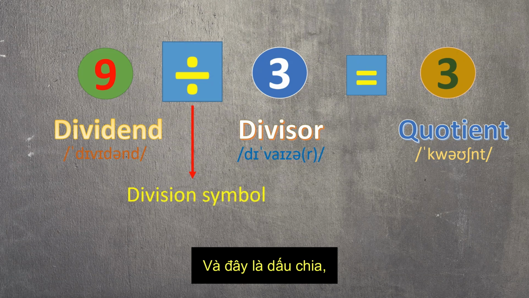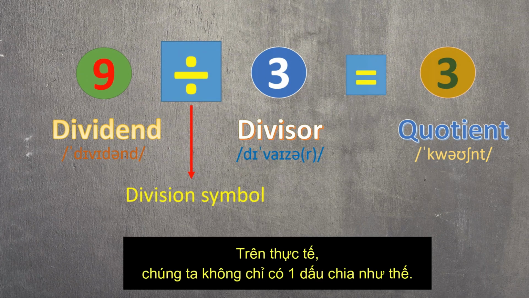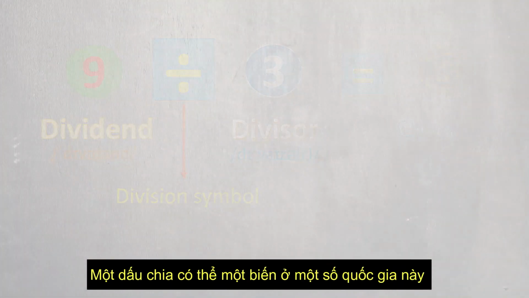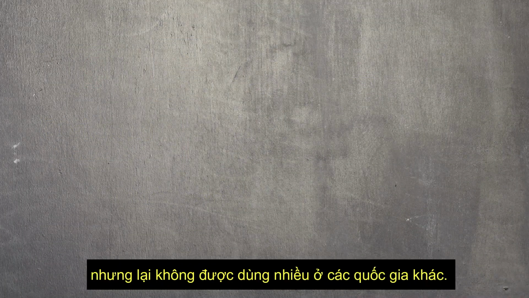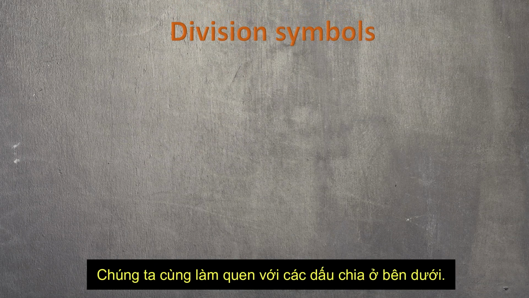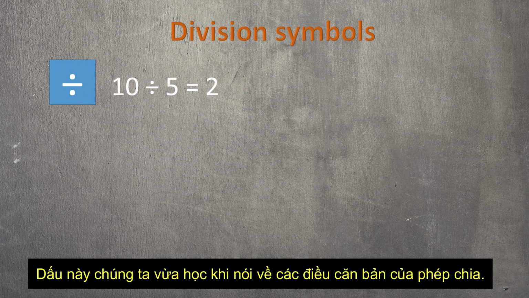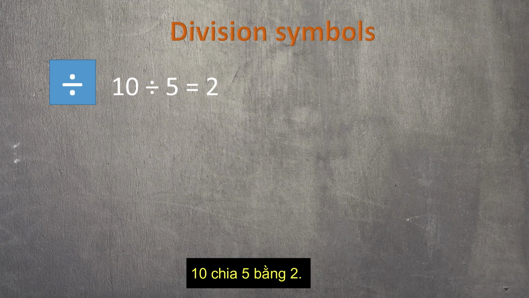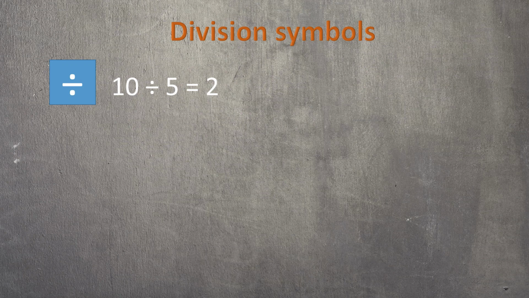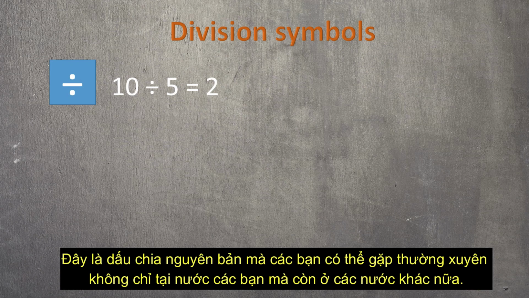And this one is a division symbol. Actually, we don't have only one division symbol like this. One symbol can be popular in some countries but may not be popular in others. Let's get familiar with some popular division symbols below. This symbol is the one we have just used when talking about the basics of division. 10 divided by 5 equals 2. It's the original division sign that you may see more regularly not only in your country but also other countries.